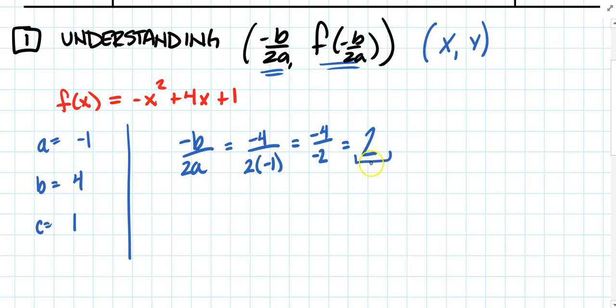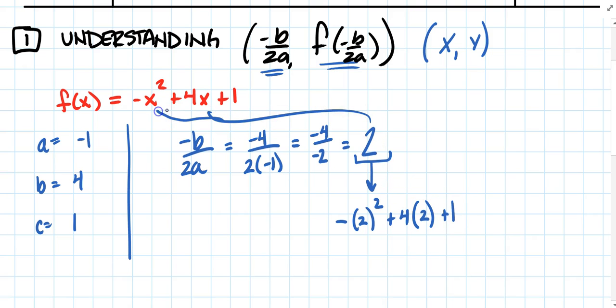Now, if I take that 2 and I drop it right back down into the function itself, I would have negative 2 squared plus 4 times 2, and then plus 1. So all I did was take the 2 and substitute it right back into this x and that x. So look what I get. I get negative 4, and then plus 8, and then plus 1. Negative 4 plus 8 is 4, and 4 plus 1 is, oh my gosh, 5.